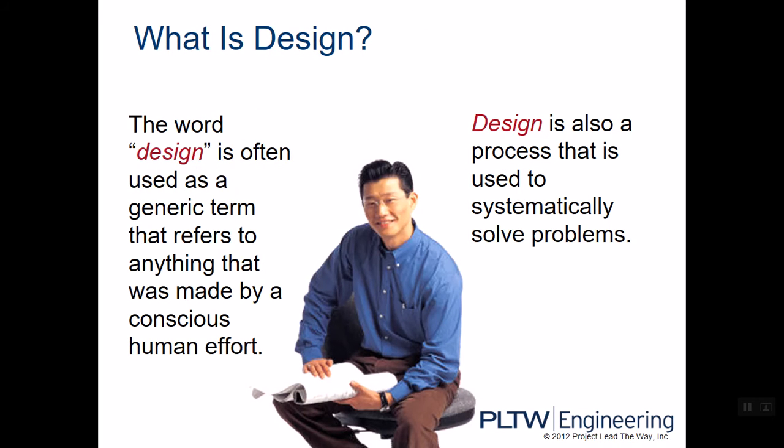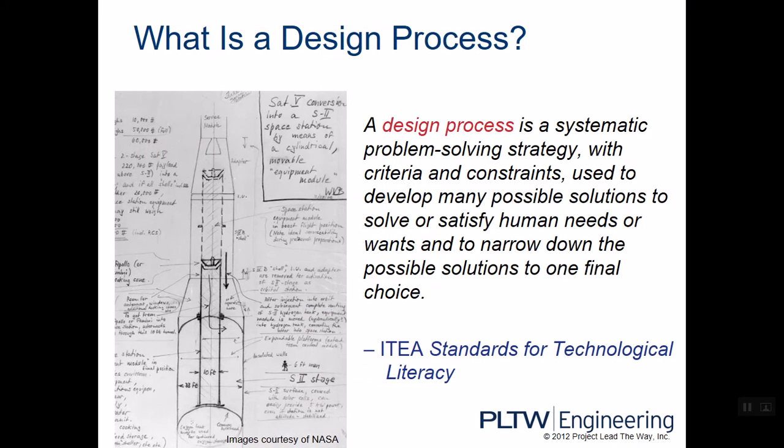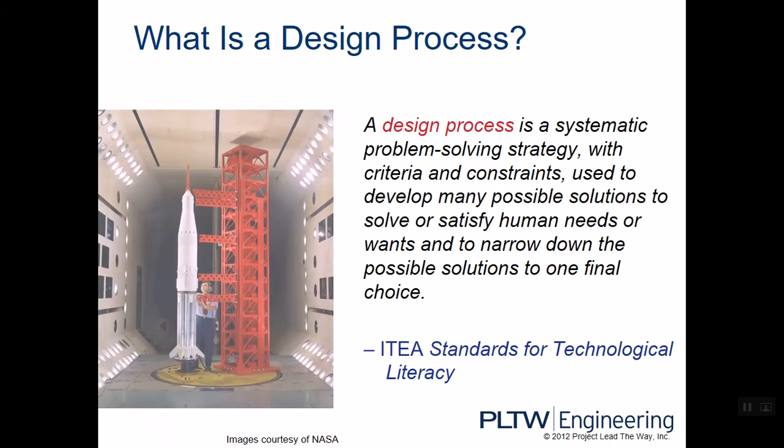The word design is often used as a generic term that refers to anything that was made by human effort. Design is also a process that is used to systematically solve problems. So a design process is a systematic problem-solving strategy with criteria and constraints used to develop many possible solutions to solve and satisfy human needs or wants, and to narrow down the possible solutions to one final choice.